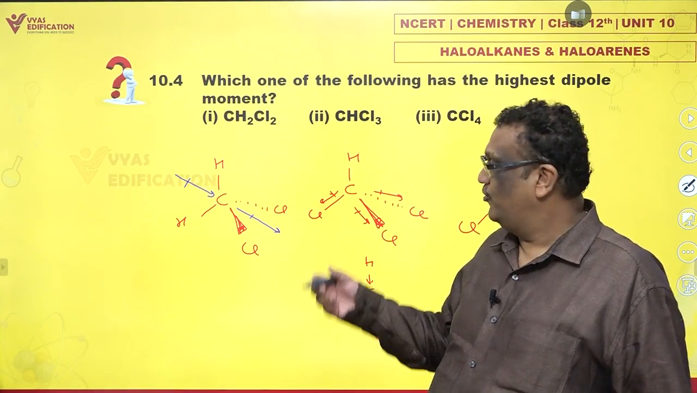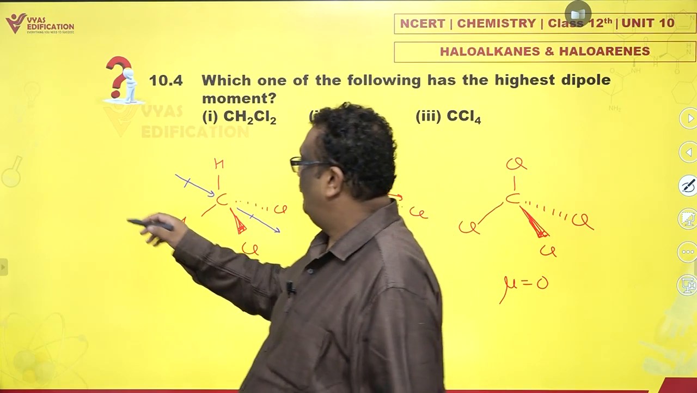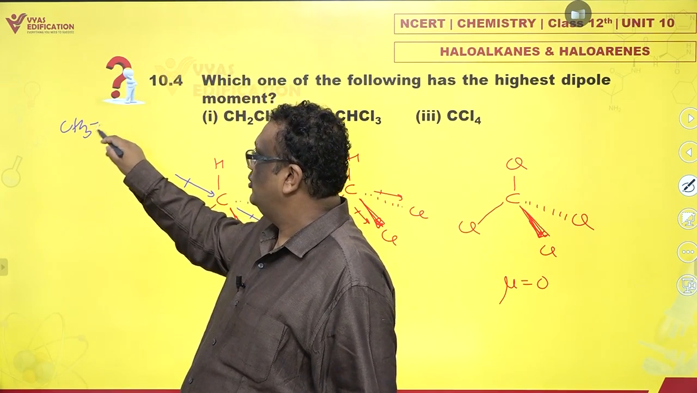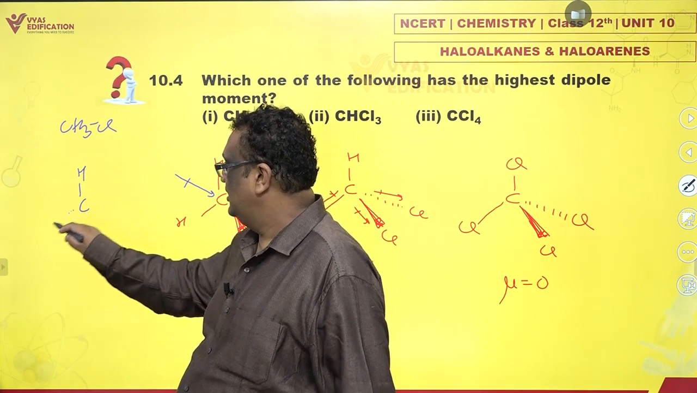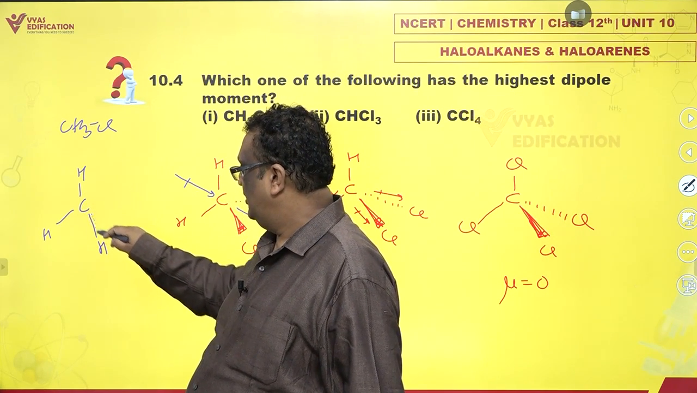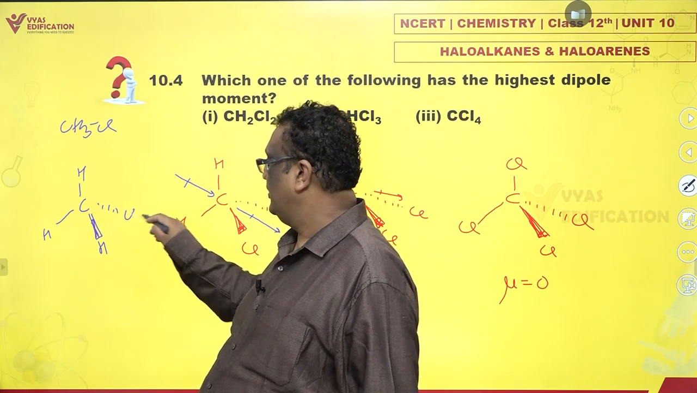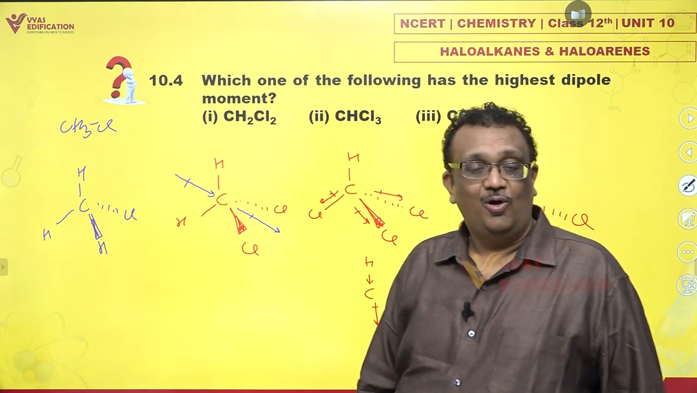If you give me the liberty of just adding one more, why don't we take CH3Cl also? They show a very beautiful trend. If I just add C, H, H, H and Cl here, the actual order is this.